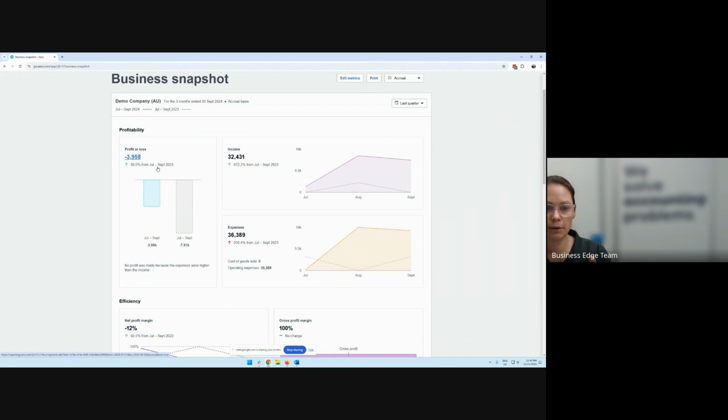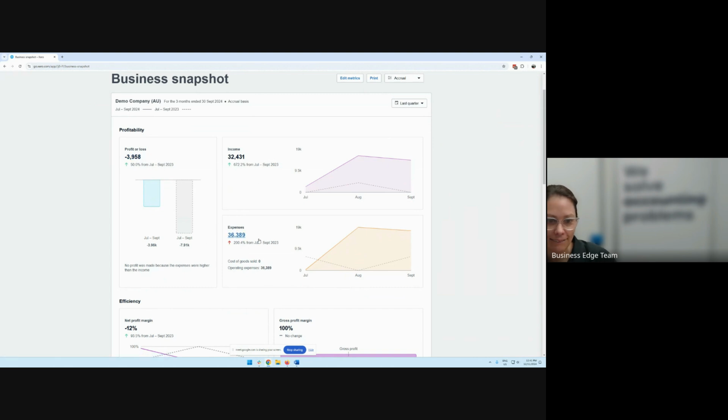So that's why it's comparing. It's not just going from last quarter necessarily. It's looking at the previous time the year before, because that's normally how we compare in that space. So as you can see here on the profit and loss, it's saying that it's up 50%. The loss is up 50%, so that's probably not a good sign in this particular demo company.